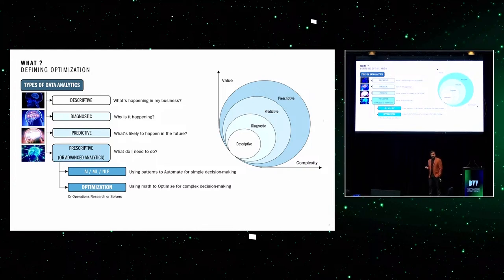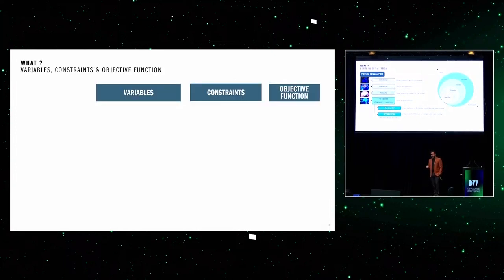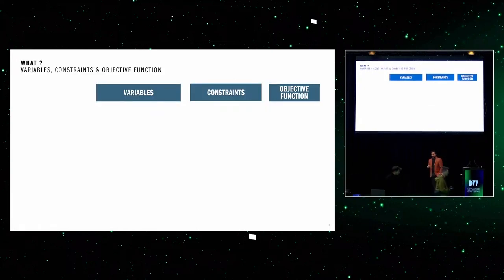Now, I'm not saying that optimization is better or worse than AI, but it is certainly different than AI. And I see many different use cases where both optimization and AI play an important role and they work in sync with each other. So let's double click on optimization and see how do we define optimization. And I see 3 different components which make up optimization. These are variables, constraints, and objective function.